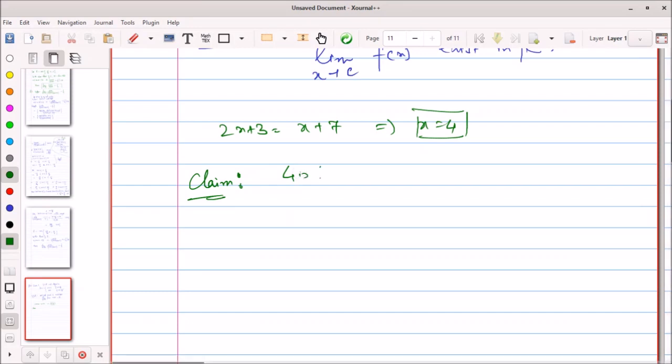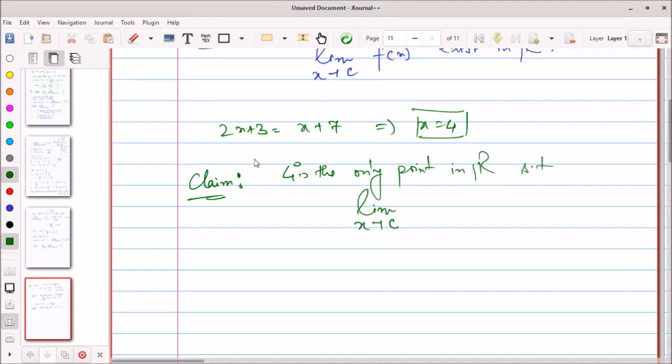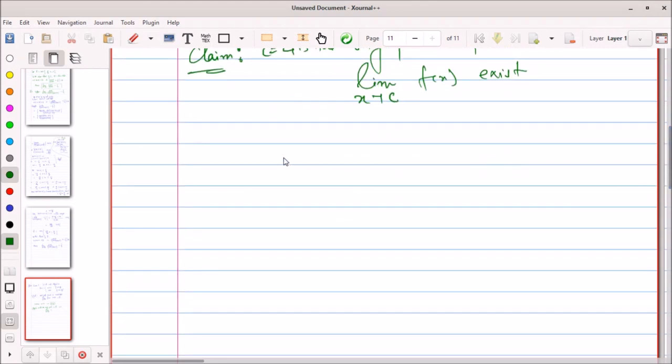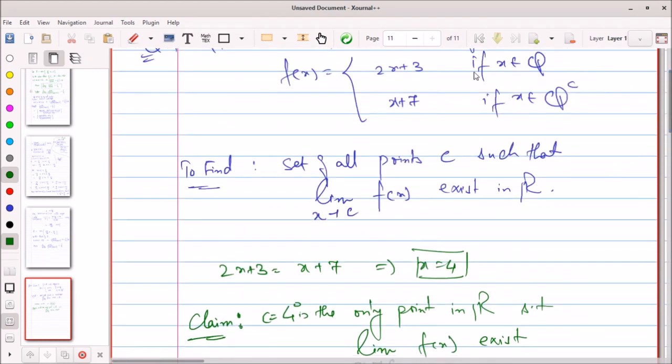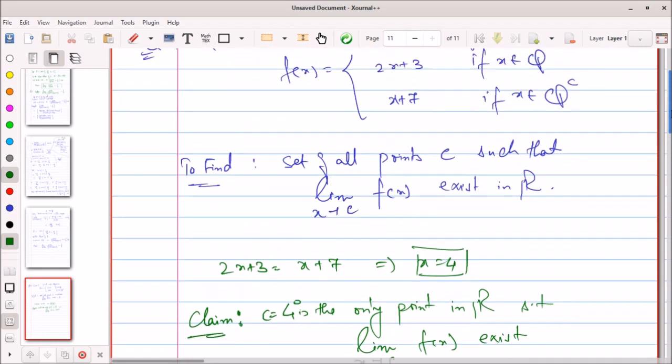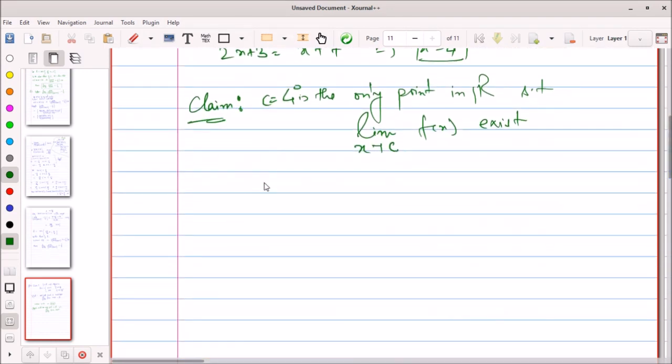So we claim 4 is the only point in R such that the limit as x tends to c of f(x) exists. For this, first we will show that the limit exists at 4. In case of 4, what is the limit? You have to just put 4 here: 4, 7, 11. Both the functions give the same value, 11.